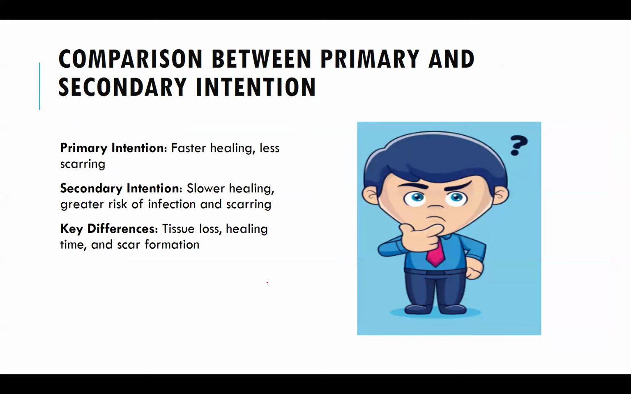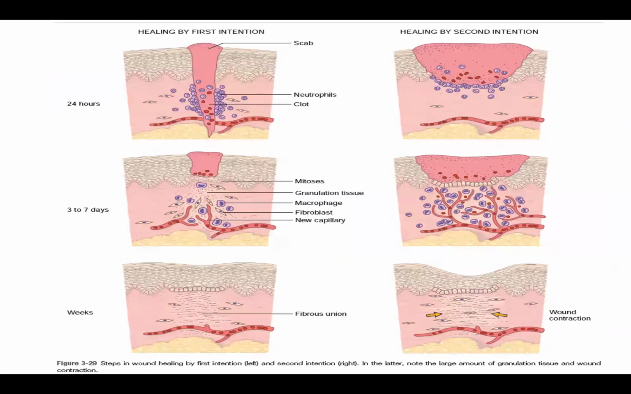So if you are to compare the two, healing by primary and secondary intention, usually in primary intention, the wounds heal faster and there is less scarring, whereas in secondary intention, the wound healing process is slow with a greater risk of scarring. And the key difference is how much tissue you have lost, the healing time, and the scar formation, because this will now tell you which type of healing will occur. And the other key difference is whether there is infection.